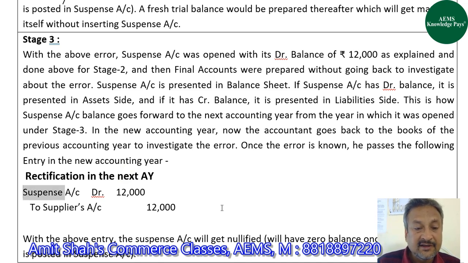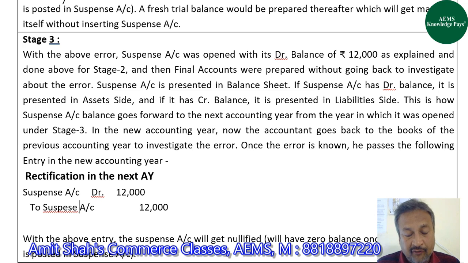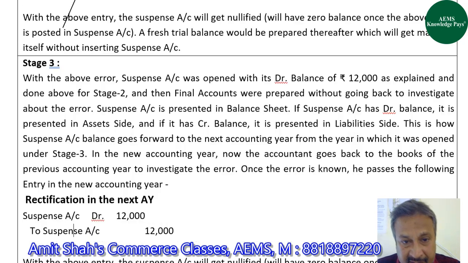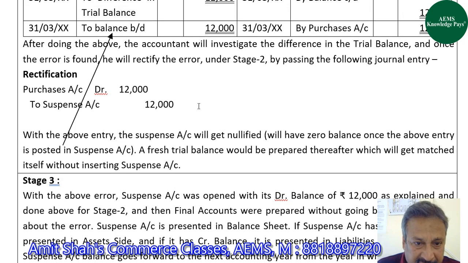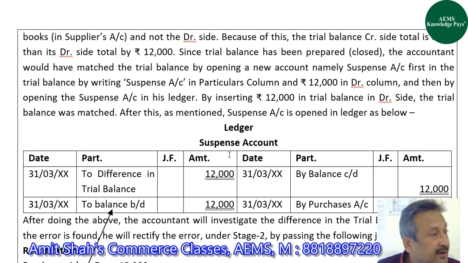That is, purchase account debit to suspense account. But he will not debit purchase because if he does so, it means he is debiting purchase of the new year, whereas this was the purchase of the previous accounting year, right? Now, since in the previous accounting year purchase account was not debited, it was missed to be debited, because of that, what happened? Our purchase remained lesser in the previous year.